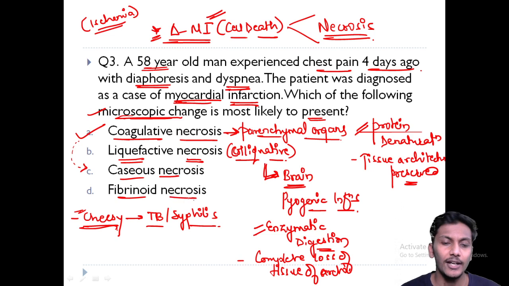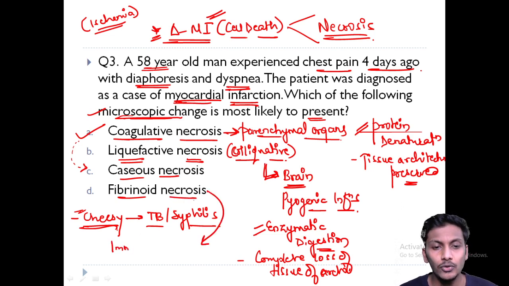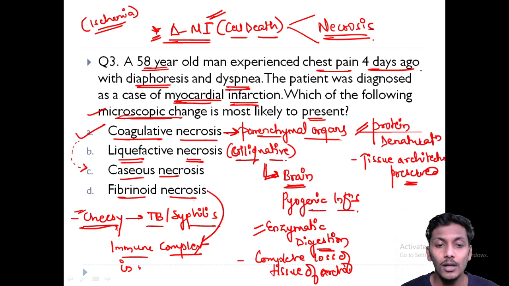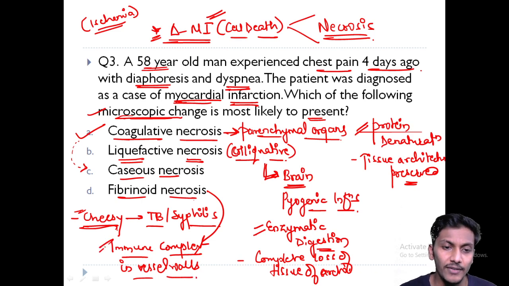Whereas fibrinoid necrosis, this is again an important one. Fibrinoid necrosis usually occurs due to immune complex deposition, that is, antigen antibody complexes are deposited. Where? In the vessel wall. So please remember, if in vessel walls the immune complex gets deposited, it would lead to fibrinoid necrosis.